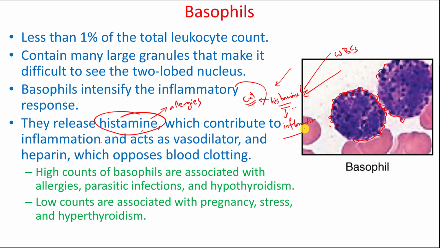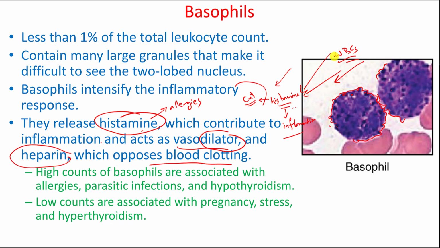Okay, histamine also acts as a vasodilator, so it will dilate the blood vessels to allow more blood to the region, and therefore more white blood cells to the region as well. The granules of the basophils will also secrete a protein called heparin. This protein will oppose the blood clotting, again to allow the blood to rush into the area. Okay, so to allow the white blood cells to come.